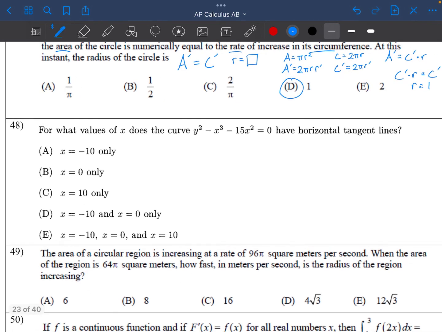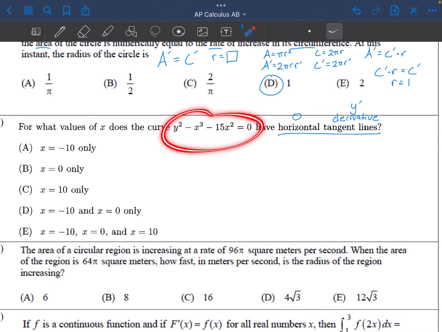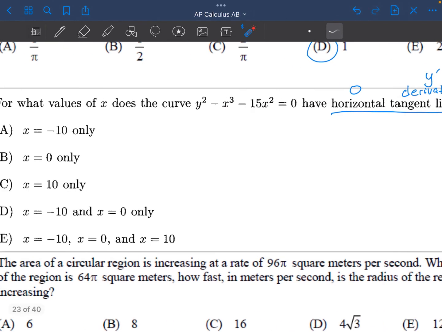Number 48. We're looking for horizontal tangent lines. So what does this mean? Horizontal tangent lines, the first thing that I'm going to note is a tangent line really just means derivative. And horizontal means that the slope here is 0. So if you take the derivative, it should be equal to 0. And the derivative really means y prime, so double interpretation. So we know that y prime is going to be equal to 0. So we're going to take the derivative of our function over here, and we're going to set y prime equal to 0 and see what happens.